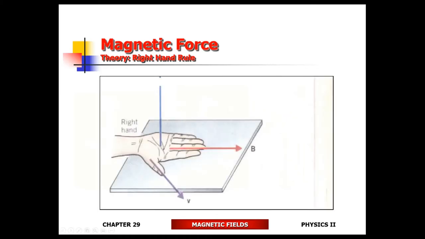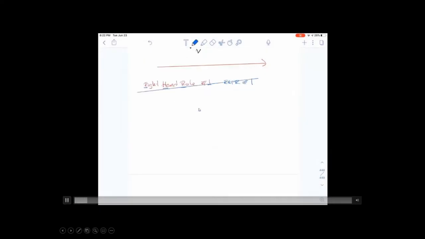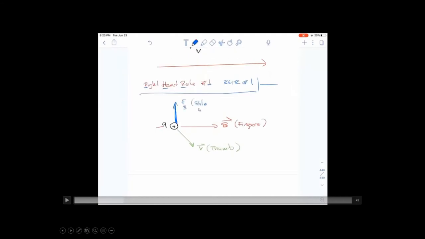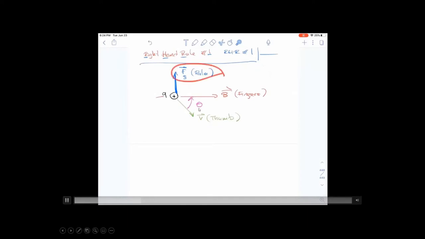My favorite right-hand rule is the one that I use. This is usually used for college physics students. College physics is the algebra/trig-based physics. This is a little bit more commonsensical. Line up your thumb in the direction of the velocity vector. Fingers line up in the direction of the magnetic field. Your palm is gonna point in the direction of the magnetic force. We'll call this right-hand rule number one. This is my preference, I usually use this one. So the thumb is lined up along the direction of the velocity vector, fingers along the direction of the magnetic field, and the palm is gonna face in the direction of the magnetic force.